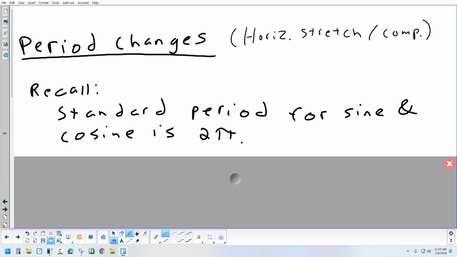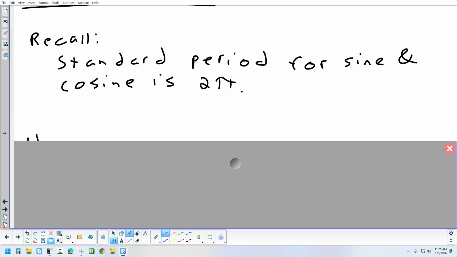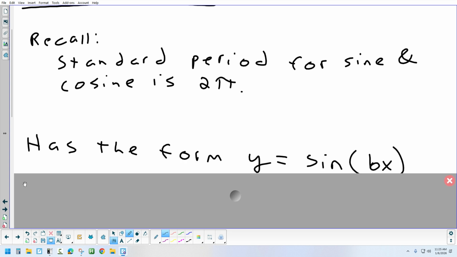So we just said that, and now we're changing that. This is stretching and compressing. So what kind of arithmetic do you think is going to be involved? Yep, multiplication. But where is it going to be if it's doing it horizontally? It's going to be multiplication, but where? Yep, inside. On the inside, inside the parentheses.